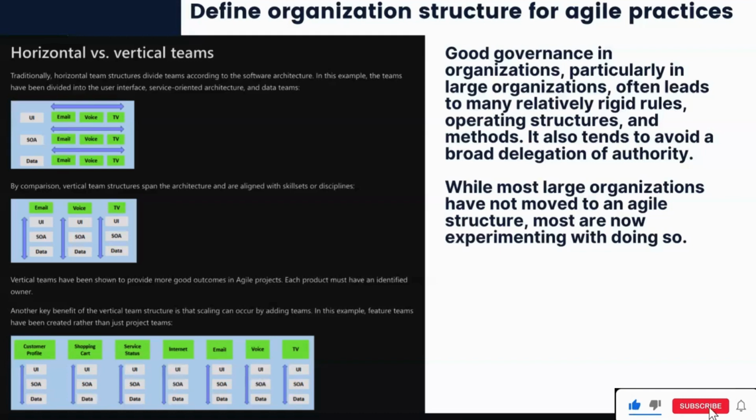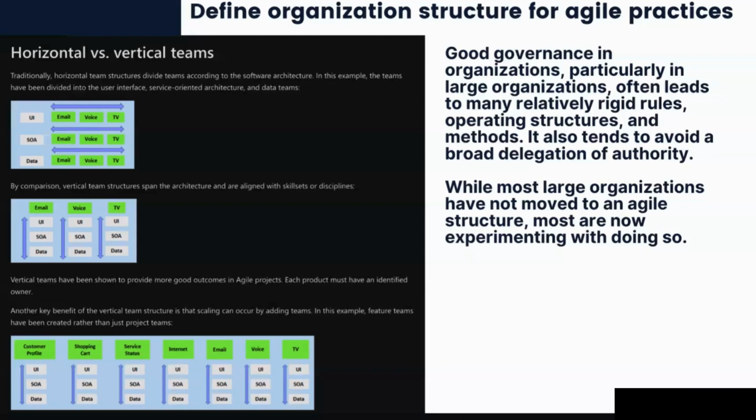So, defining the organization structure of agile practice. For most organizations, becoming agile is difficult. It requires a mind shift and a culture shift that challenges many existing policies and processes within the organization.